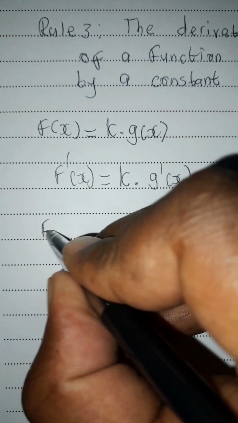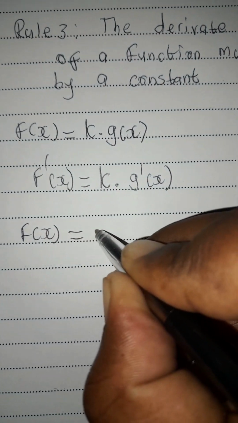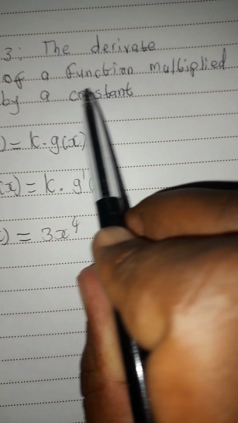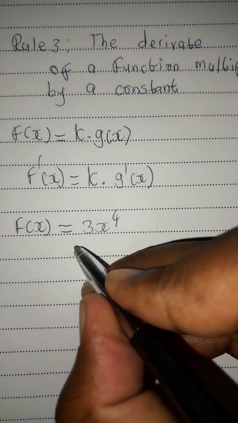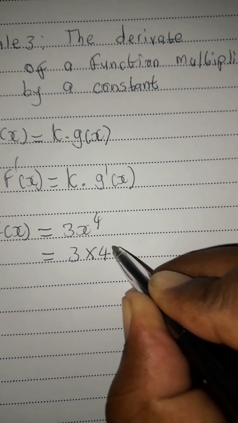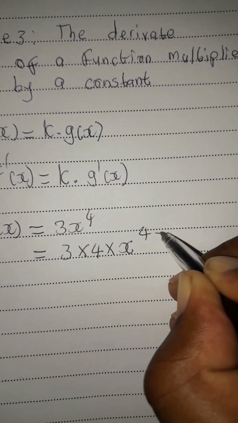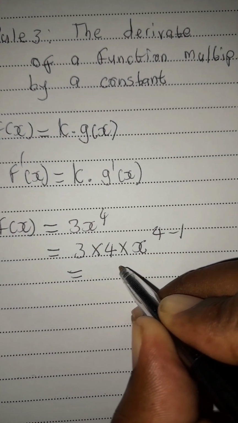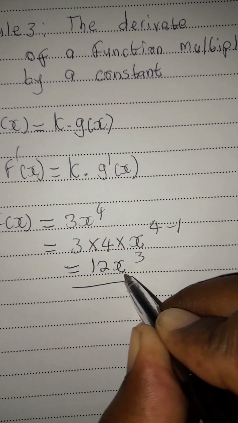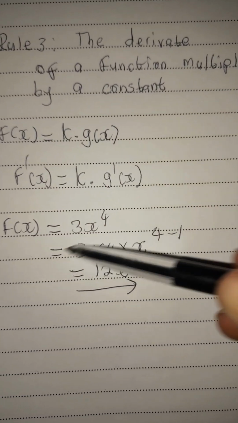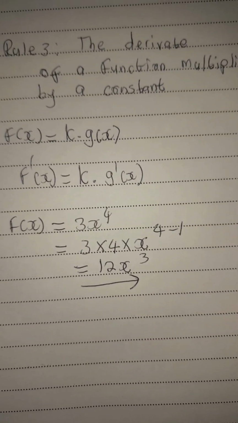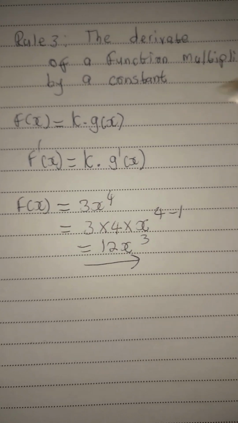Let's consider you have f of x, maybe 3x to the power of 4. So what is happening here? Remember I told you the derivative of a function multiplied by a constant. We are going to say 3 multiplied by 4 multiplied by x to the power of 4 minus 1. So what is 3 times 4? That is 12. So what is 4 minus 1? That is 3. So that's the derivative, 12x cubed. Yes, that's how you can apply this third rule, guys. I hope you are learning. These are very important rules.